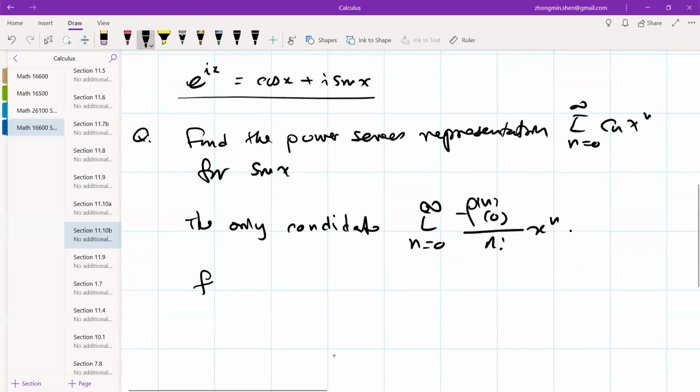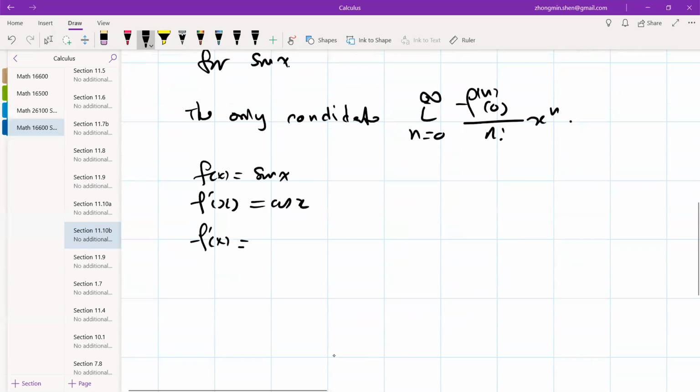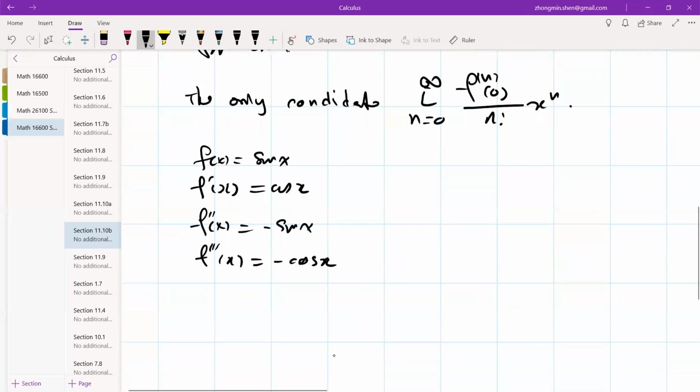How to find it? f(x) is going to be sine x, right? Then you differentiate, you get cosine x. Then you continue to differentiate, you get negative sine x. Okay, change the sign. And the third derivative is going to be negative cosine x. Okay. So can we get the general formula?